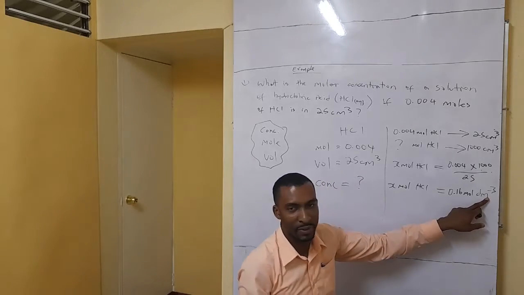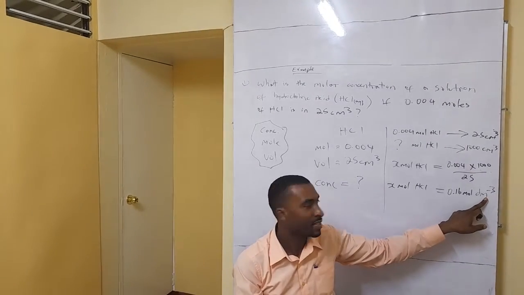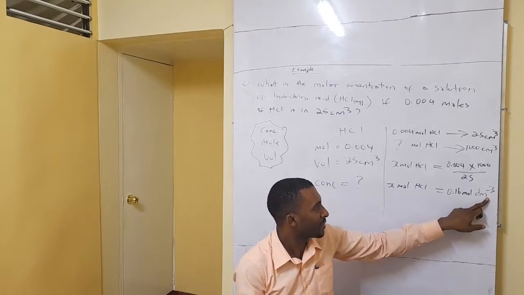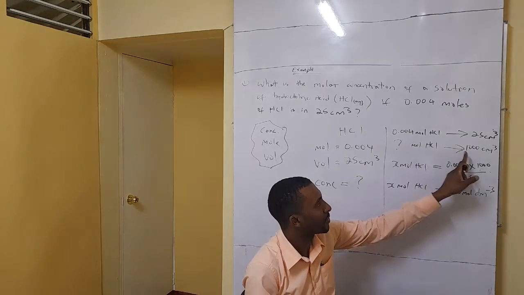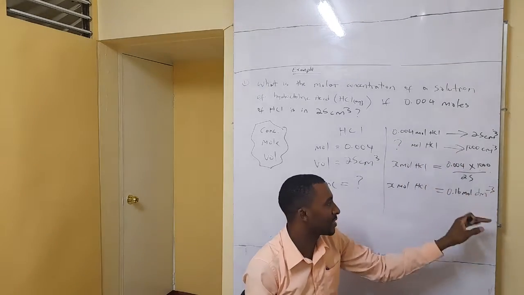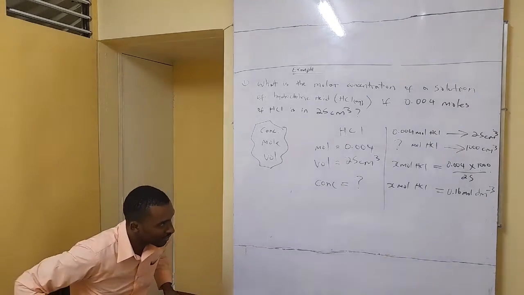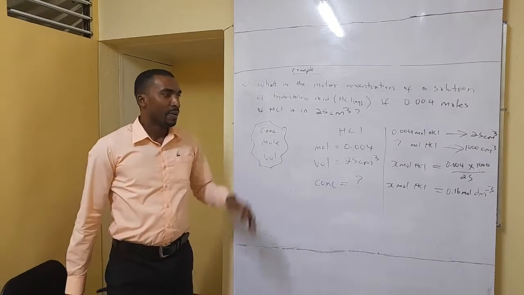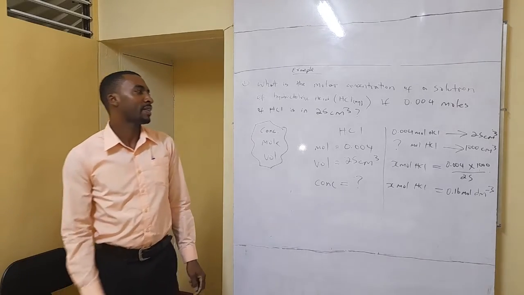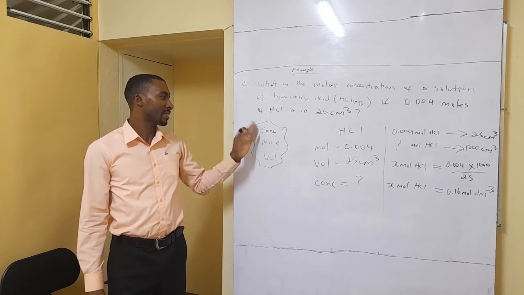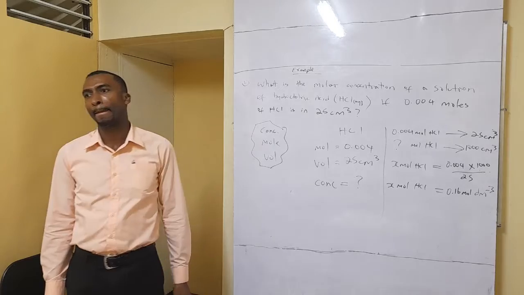Why do we have dm cube here? Because 1 dm cube is equal to 1000 cm cube. And what we found here is the number of moles that is in 1000 cm cube, so it's the same thing as the concentration. Alright, take this from the board and let's just work another one. In this case the concentration was the unknown.